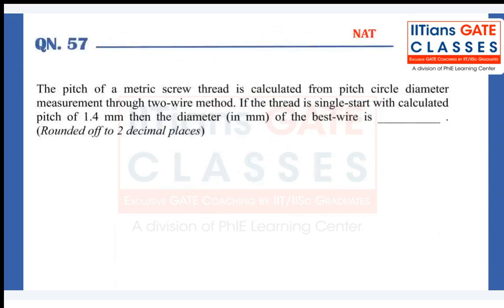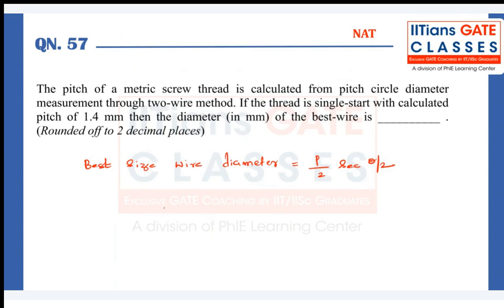Now, the best wire size diameter is equal to, so what is that? P by 2 secant theta by 2. Clear, everybody? P by 2 secant theta by 2.